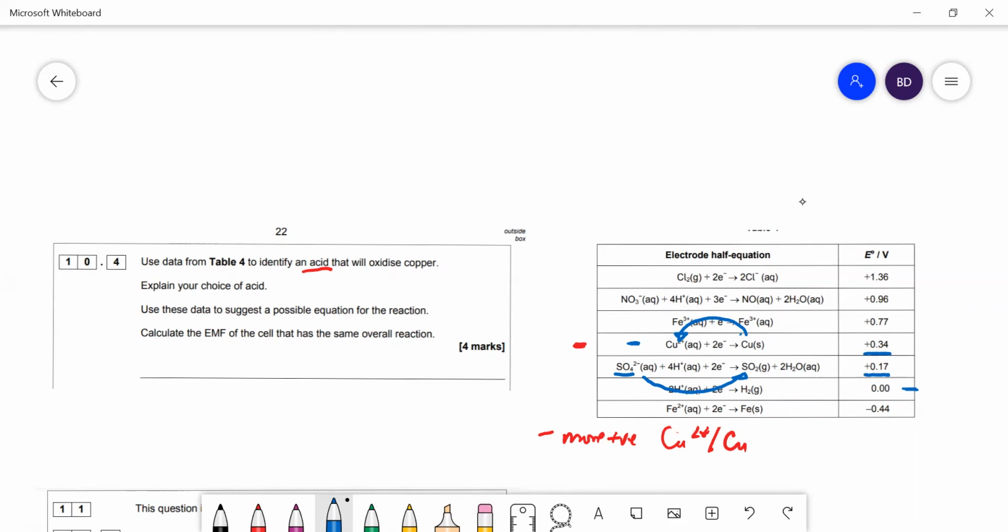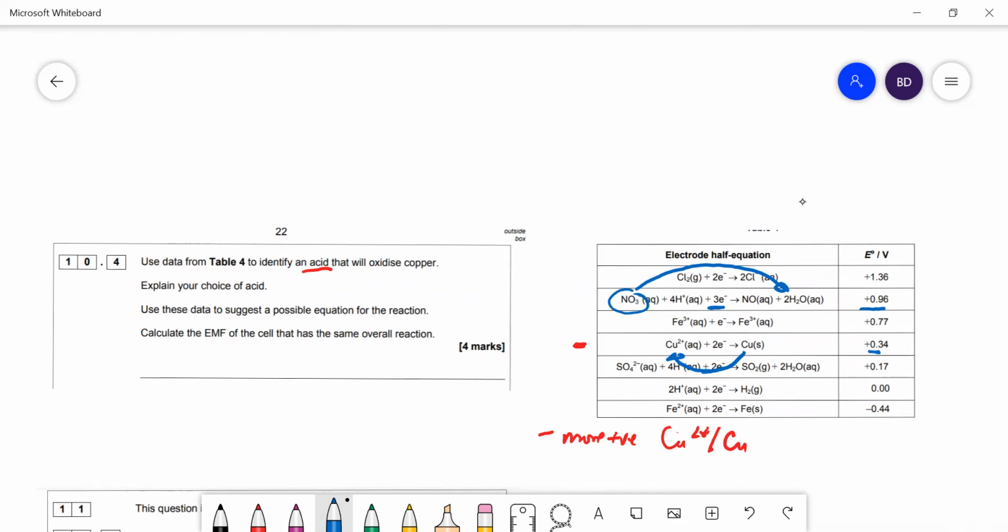Right, so now let's look at the nitrate, because nitric acid contains NO3 minus ions. So can this one go forwards and make the copper go backwards? It can. This one is more positive. It's better at taking in electrons. It will take in electrons. The copper is more negative, so that's better at pushing away electrons. That will go backwards. So nitric acid will do it.